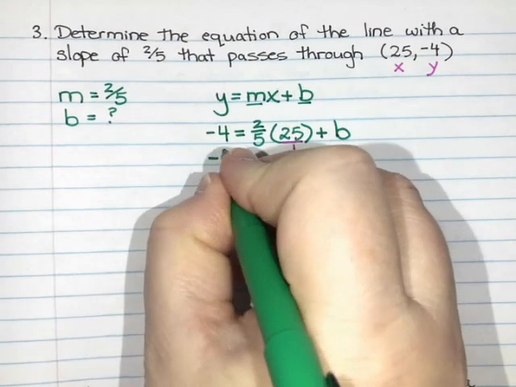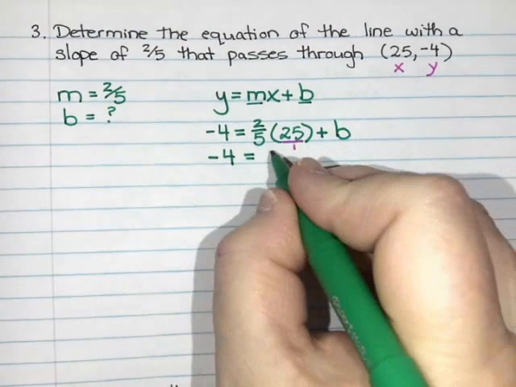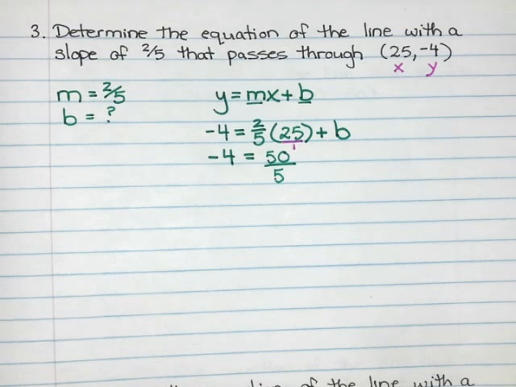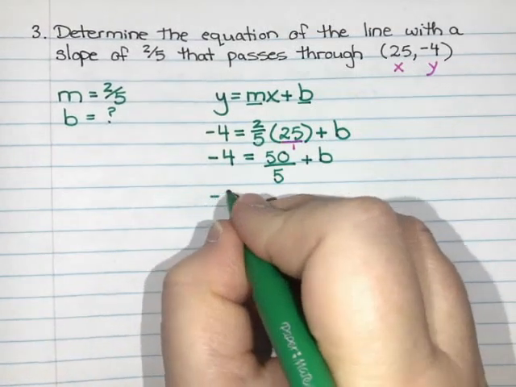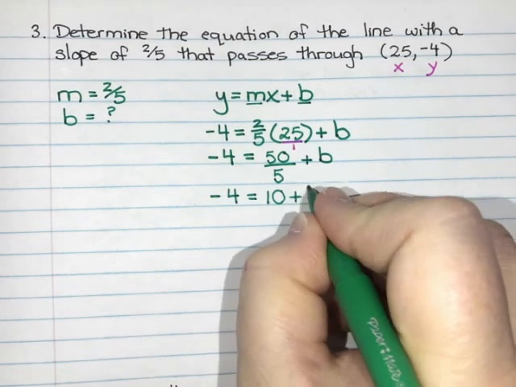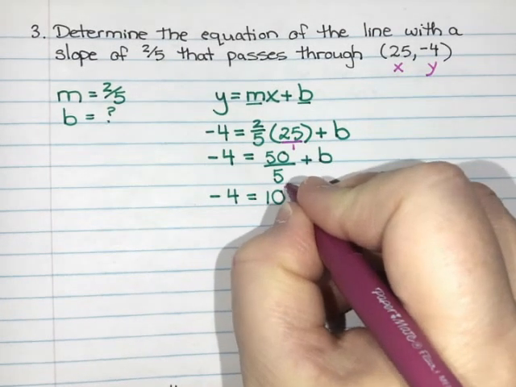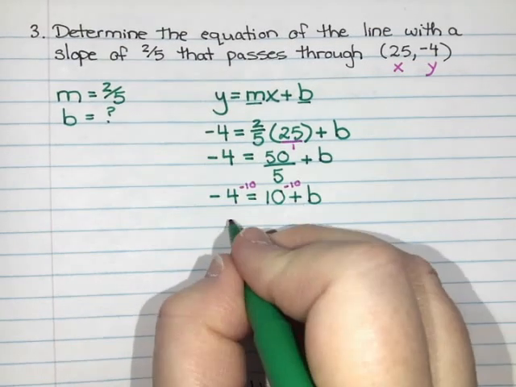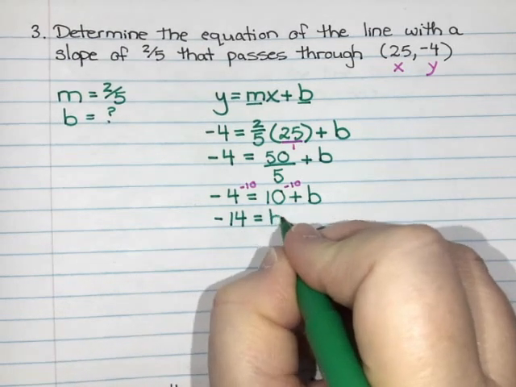So I'm going to get -4 equals 2 times 25 is 50, 5 times 1 is 5. So I get 50 over 5 plus b. Now, does 50 divide nicely by 5? Yes, it does. 50 divided by 5 is 10 plus b. And then I am going to just solve for b by subtracting 10 from both sides. So -4, take away 10, you can use your calculator if you need to, is -14, which is b.